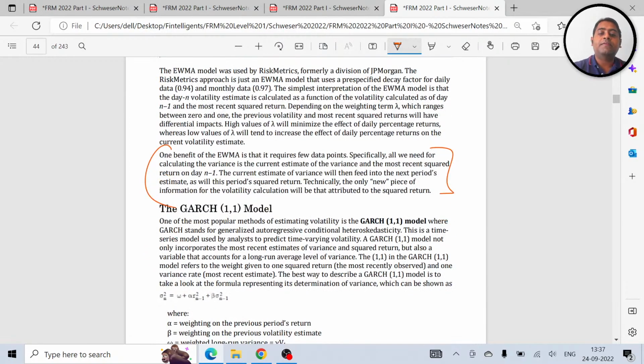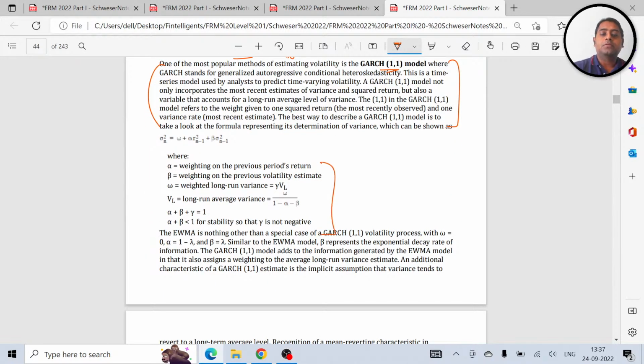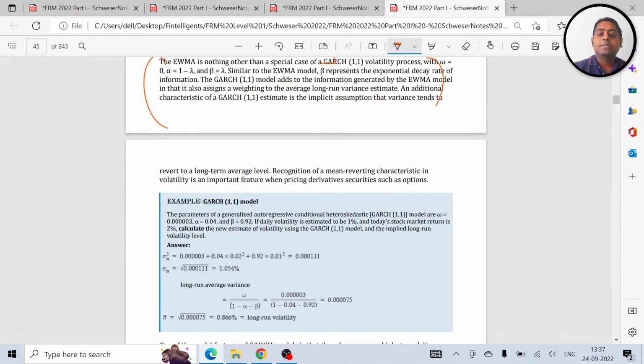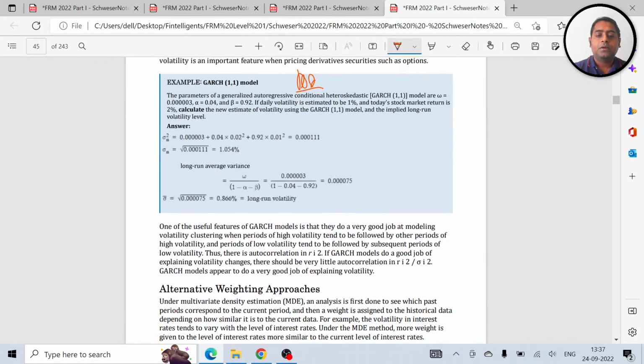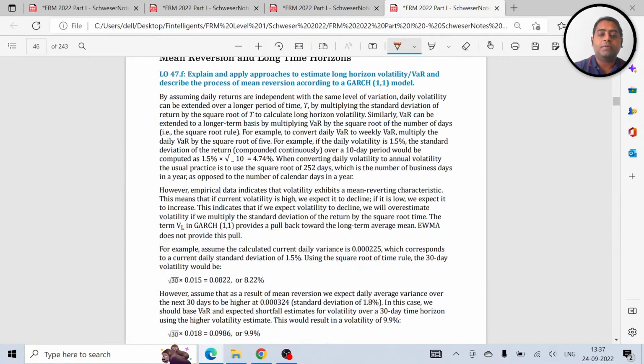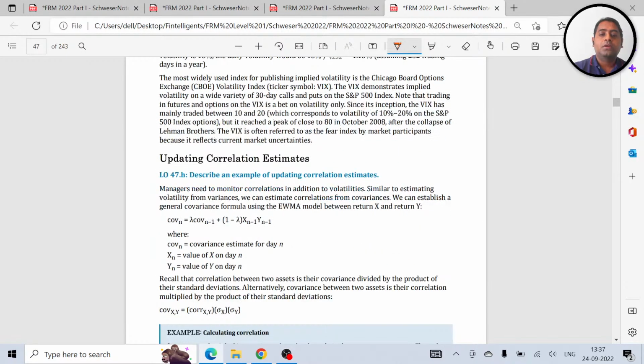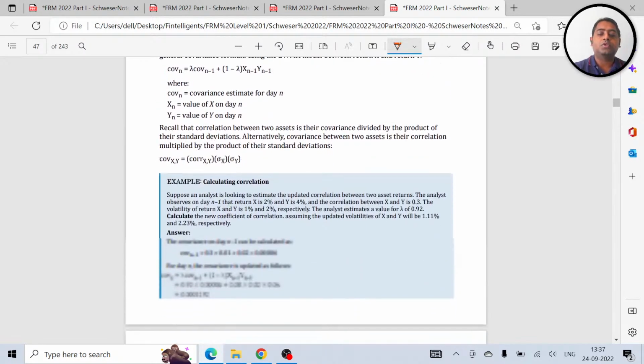GARCH is also a very, very favorite model of the examiner. So you should be clear on the entire EWMA and the GARCH part. Sum for GARCH, I don't think so. They might test you. More likely, they will test you on EWMA sums. Alternative weighted average approach is okay. Mean reversion and long time frame approach is okay. Implied volatility is okay. Updating correlation, not so important.